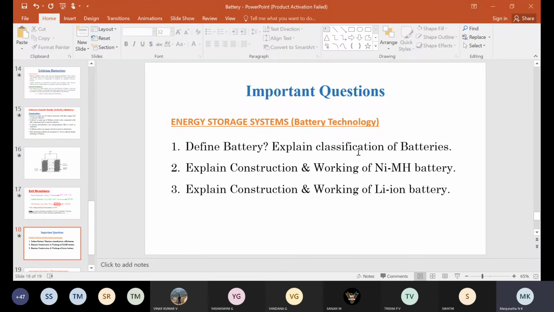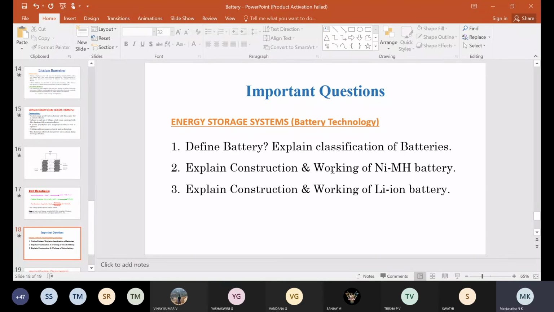Once you get this question, you need to write the definition of battery. Then you need to write the three types of classification: primary battery, secondary battery, and reserve battery. You need to write the definition of these three batteries with examples. Any one or two examples you need to write. So remember the examples also. You will get this question for 6 marks. Next, another possible question is explain construction and working of nickel metal hydride battery. Once you get this, you need to write the diagram.